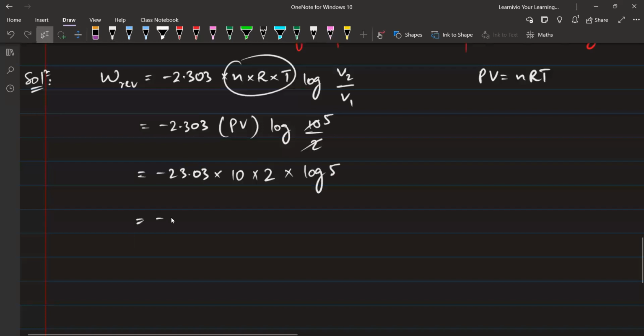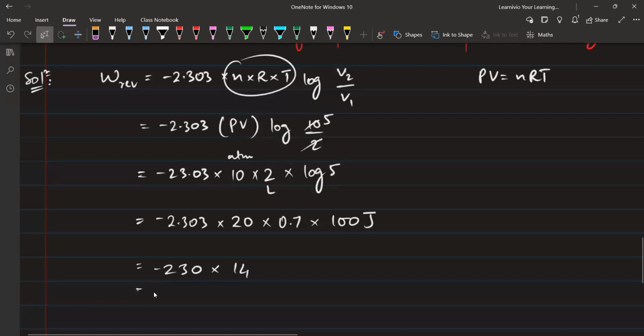So this will be equal to 2.303 into, look here, 10 is in atm and this is in liters. So you will have 20 into 0.7 liter atm, which will become 100 joules. So this will be approximately minus 230 into something in joules. It will be equal to, I think, minus 3220 joules. Okay, please check the calculation once.